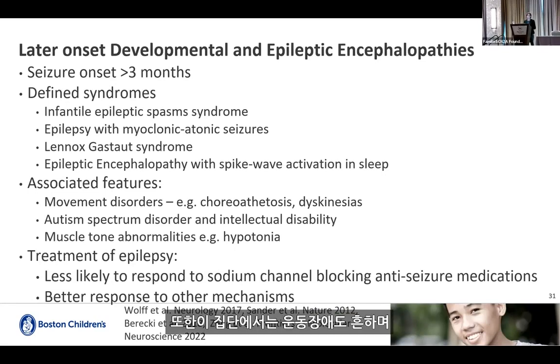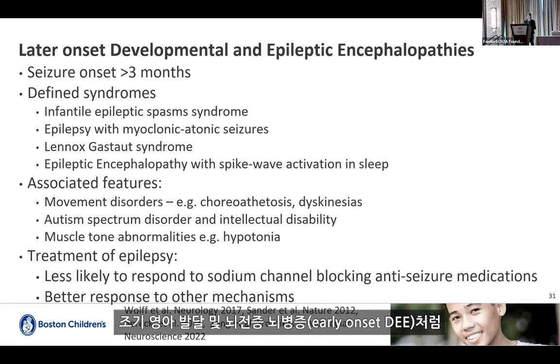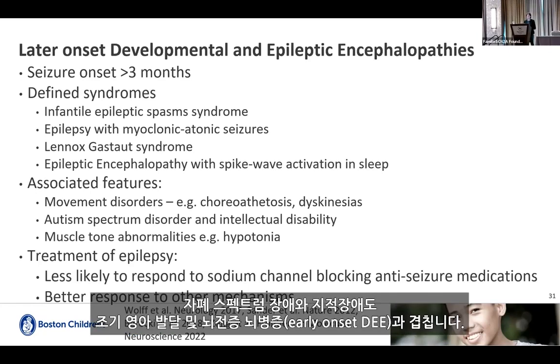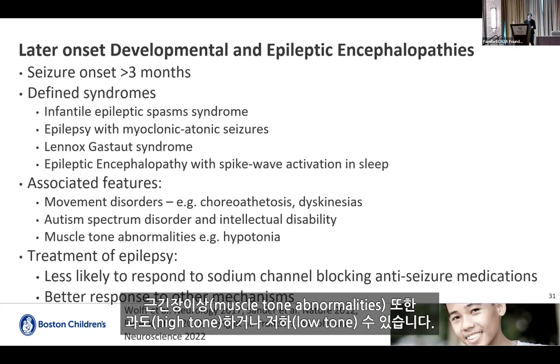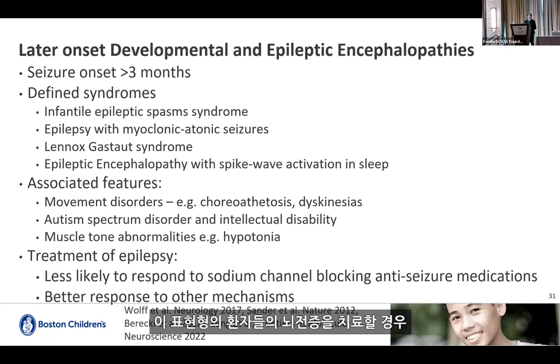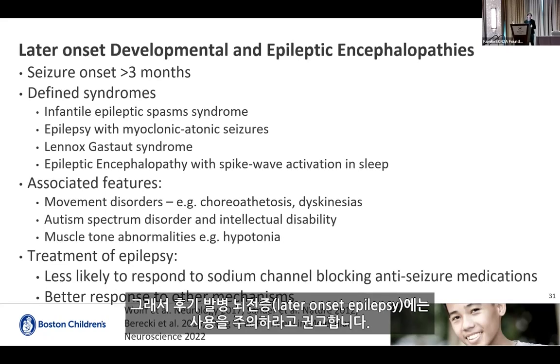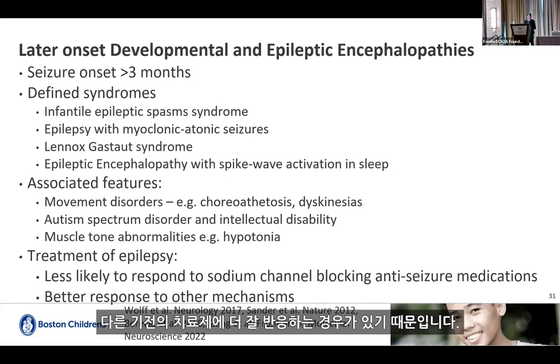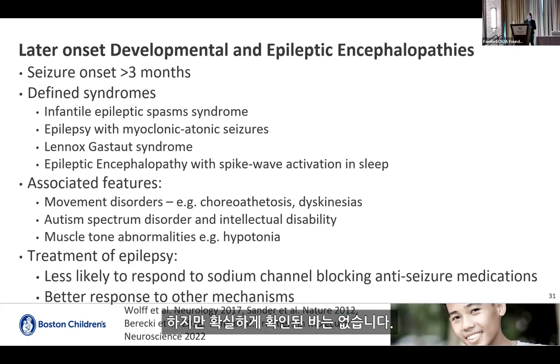Again, movement disorders are common in this subset, like the early onset DEE group, choreoathetosis and dyskinesias. Autism spectrum disorder and intellectual disability overlap, as with the early DEEs. Muscle tone abnormalities similarly can be low tone or high tone. And with regards to treatment of epilepsy in this group, they're less likely to respond to sodium channel blockers. I'd advise some caution with the later onset epilepsy because they tend to have more of a mixed function, and sometimes kids can get worse and may do better on other mechanisms, but we don't know for sure.